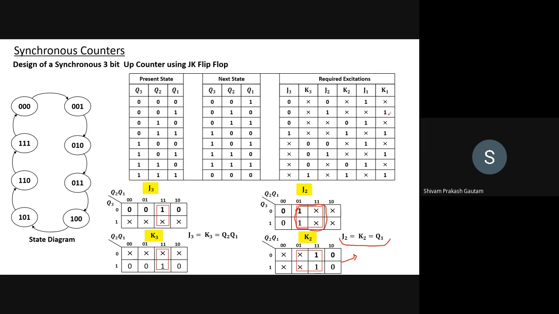Now for J1 and K1, you can see either it is don't care or it is 1. There is no 0, right? So when you make a K-map, either it will be don't care or it will be 1. I'm not worried about this because mapping will be done and at the last the combination will be the whole of them. So J and K will always be 1, right? You have to find the J3 and K3, J2 and K2 expressions also.